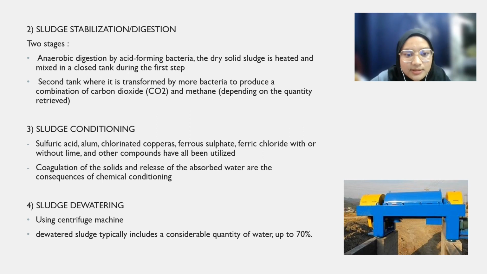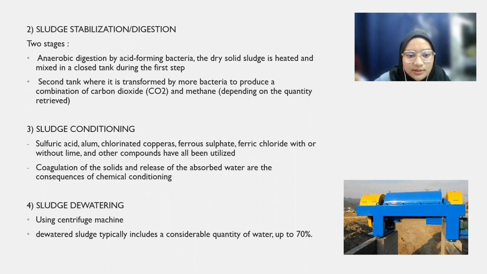The second process is the sludge stabilization or digestion. It happens in two stages. Firstly is the anaerobic digestion by acid forming bacteria. The dry solid sludge is heated and mixed in a closed tank during the first step. Then it produces methane gas and goes through the second tank, where it is transformed by more bacteria to produce a combination of carbon dioxide and methane depending on the quantity retrieved.